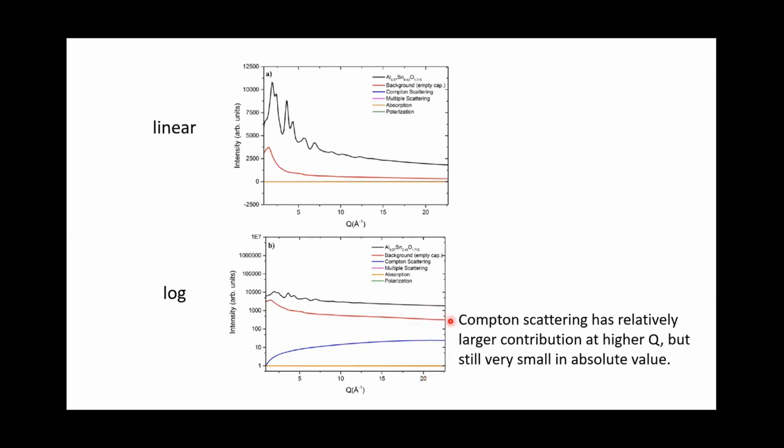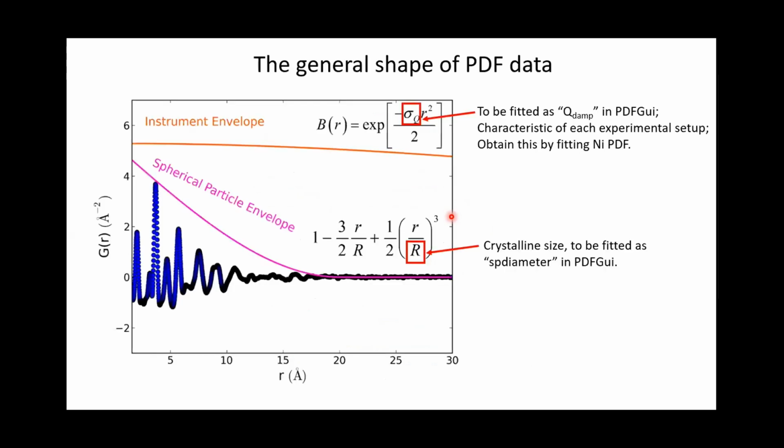at high Q, the scattering from the sample, the coherent and the elastic scattering, is already very weak. So even this kind of small background contribution needs to be dealt with properly. So in general, you get an idea that we are dealing with some very small intensities from Compton scattering or multiple scattering and these things, but still they need to be treated properly.